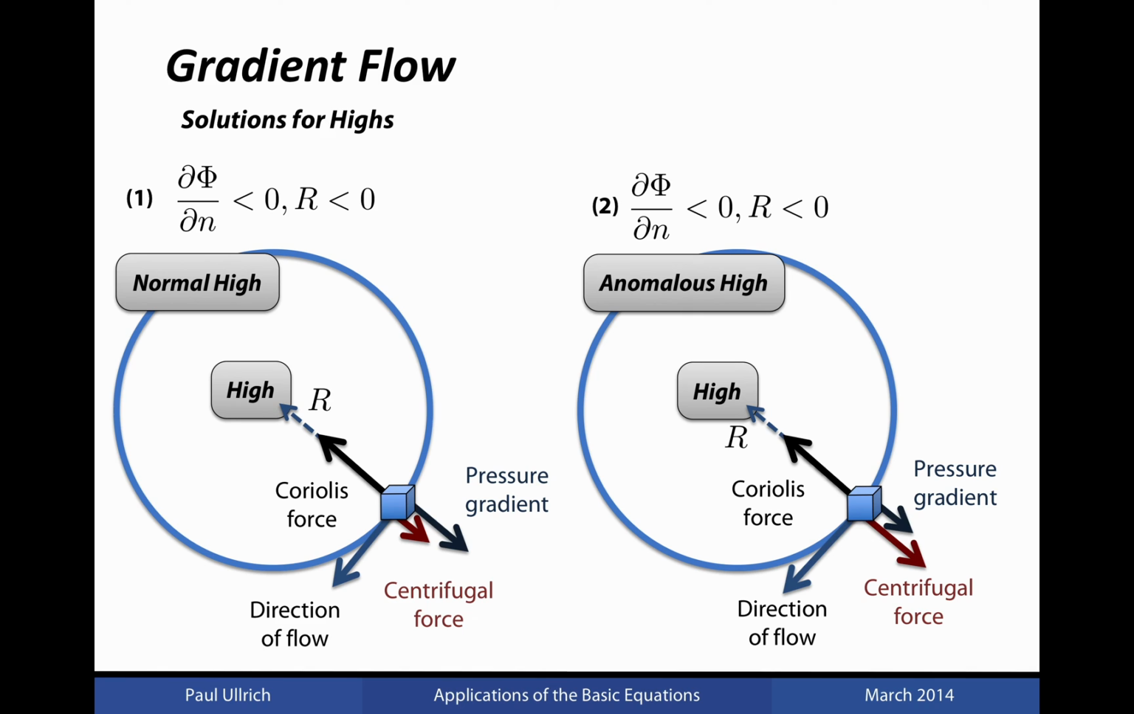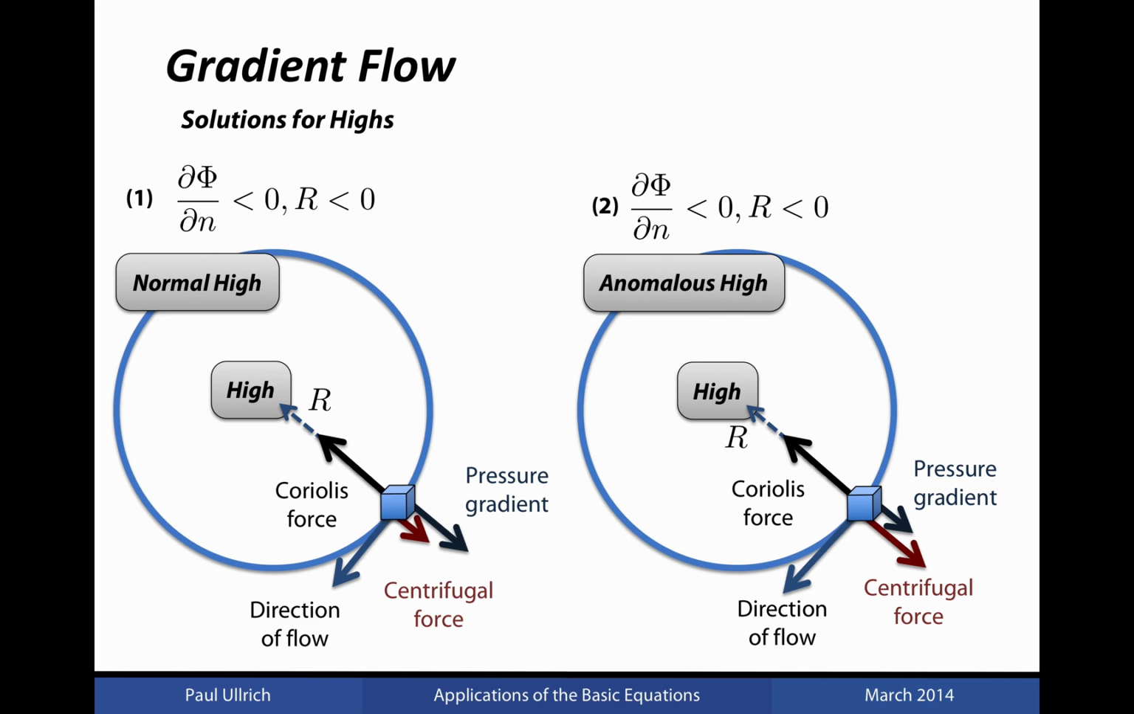The solution for highs are given here. The left-hand side shows the normal high, and the right-hand side shows the anomalous high. These two highs are actually identical to one another, except for the magnitude of the centrifugal force relative to the pressure gradient force. For a normal high, the centrifugal force is much weaker than the pressure gradient force. This arises naturally from the case where you have weak curvature associated with the flow. The anomalous high case occurs when you have strong curvature associated with the flow, such that the centrifugal force is actually greater in magnitude than the pressure gradient force.